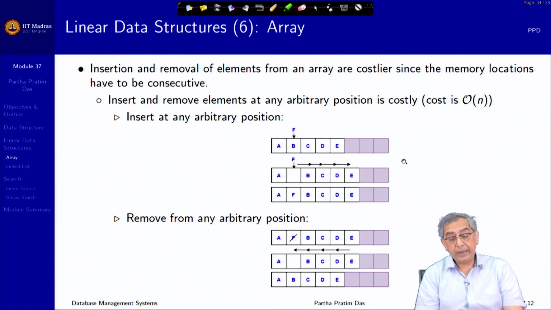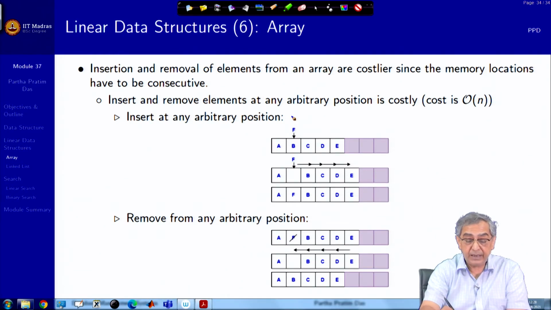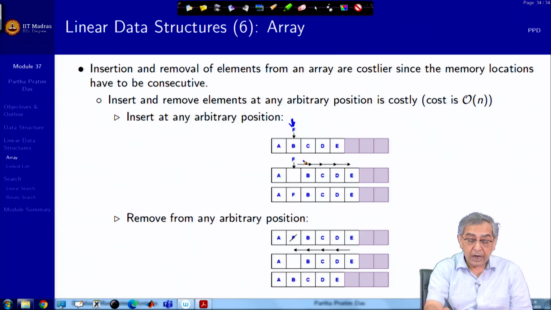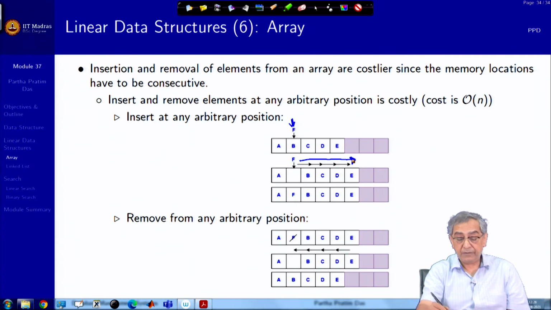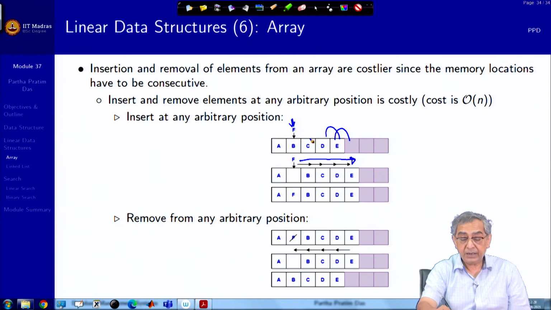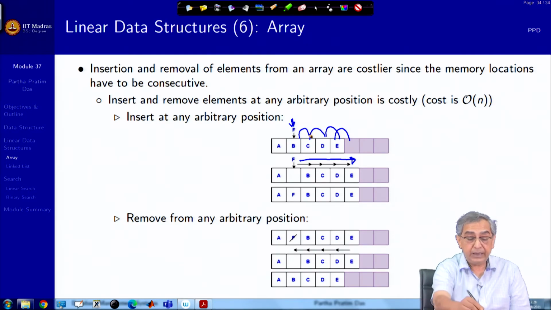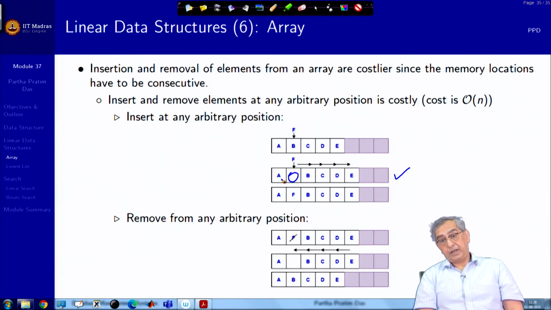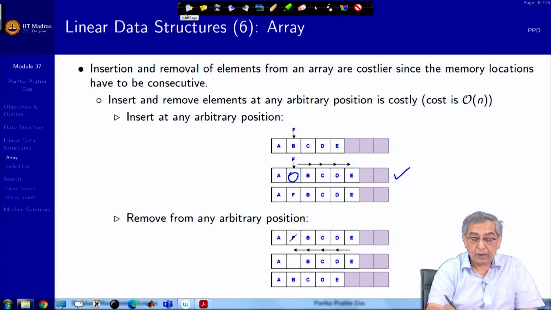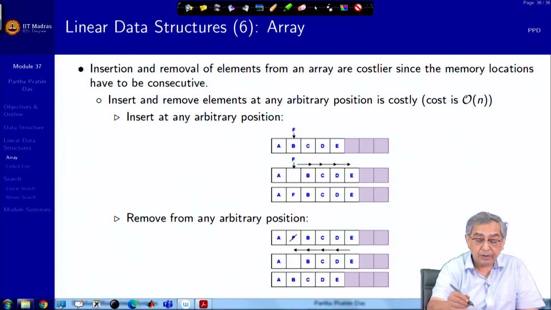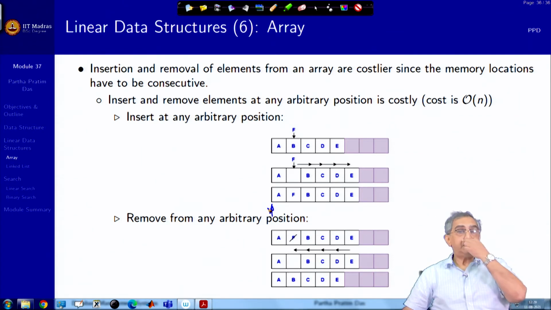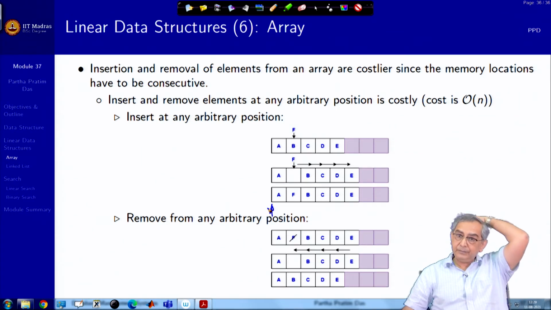But if I have to insert at an arbitrary position, as in here, then I have a problem, because I have to create space for the element I want to insert. So, I have to move all of these right. I have to copy this here, copy this here, copy this here, copy this here, and only then I have the space for f. So, the worst case would be when I want to insert in the front, I have to move all the elements. So, naturally insertion in an array becomes order n in general.